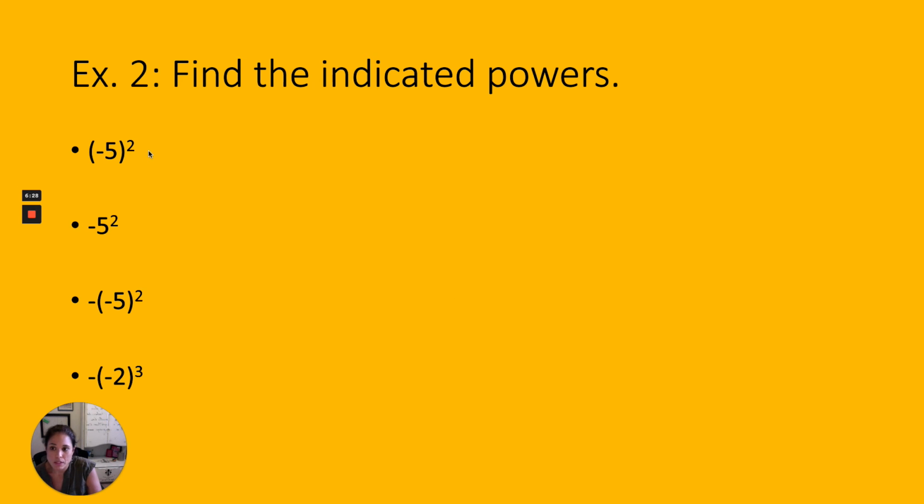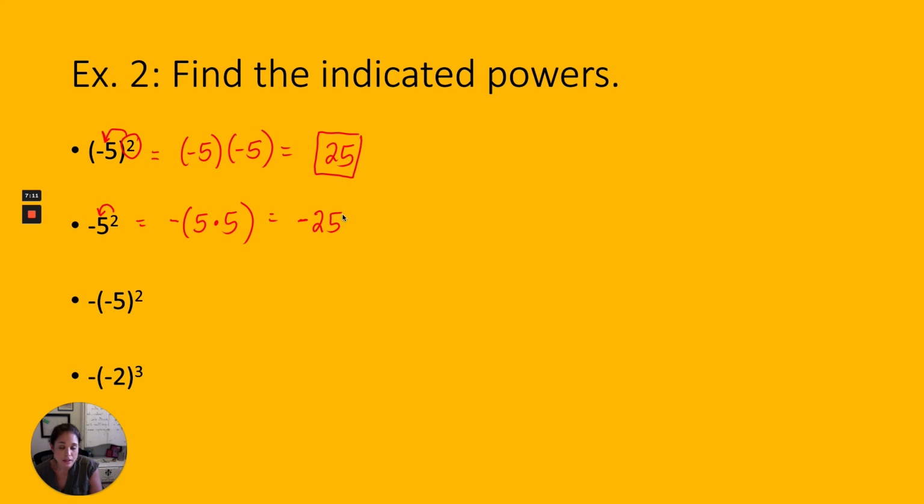Be sure to recognize when you are working with parentheses and exponents. So let's do some examples. (-5)². So remember, this 2 applies to everything in the parentheses. That is going to be -5 times -5. So we know that 5 times 5 is 25. And a negative times a negative is a positive, so my answer is 25. Now here I have -5². This 2 only applies to the base, so I'm going to put on the outside 5 times 5, and this equals 25, and then I apply the negative sign, my answer is -25.